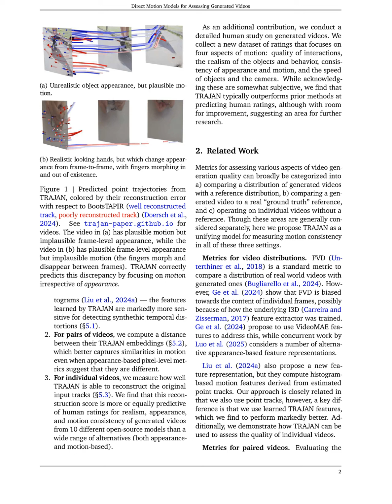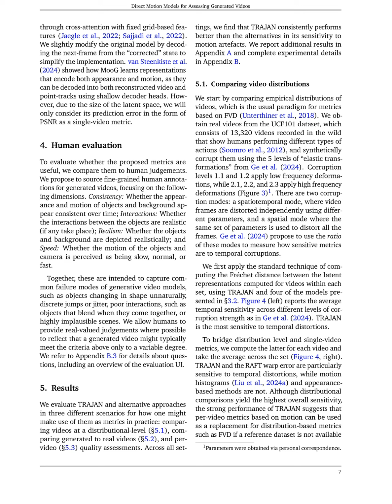Additionally, while pixel-based metrics like PSNR and SSIM fail to account for temporal coherence, TRAJAN's reconstruction score is more predictive of human judgments regarding realism and motion consistency. Thus, Trajan offers a robust alternative that enhances the sensitivity to motion artifacts in video evaluations.